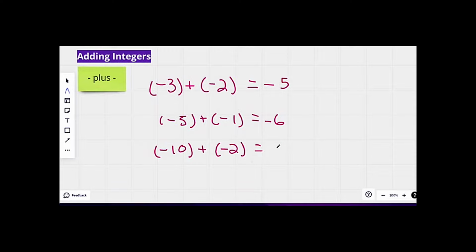Well, 10 plus 2 is 12, and we keep the sign, and the sign's a negative. Always. -10 plus -2 is -12. A negative plus a negative is always a negative.